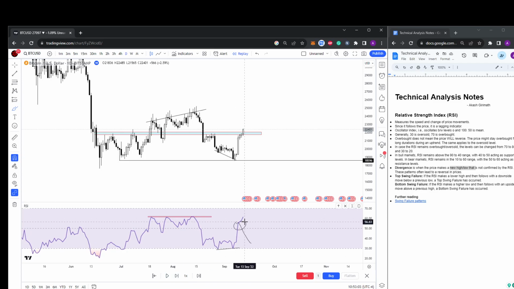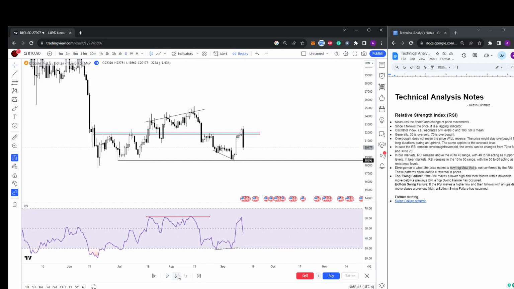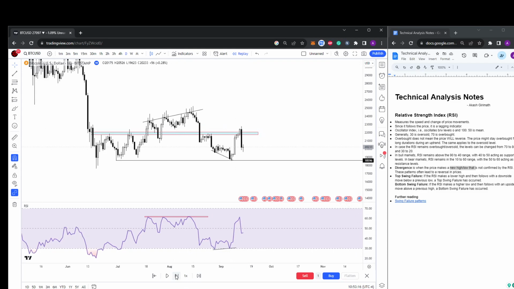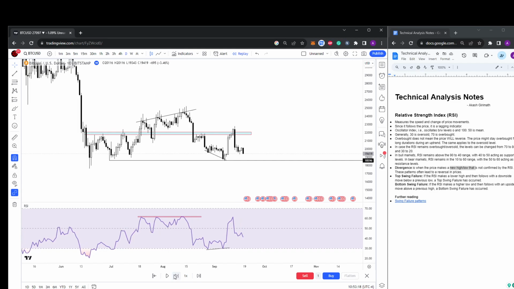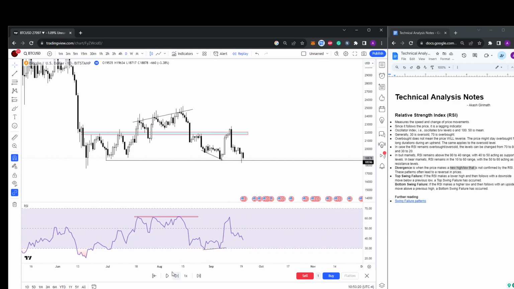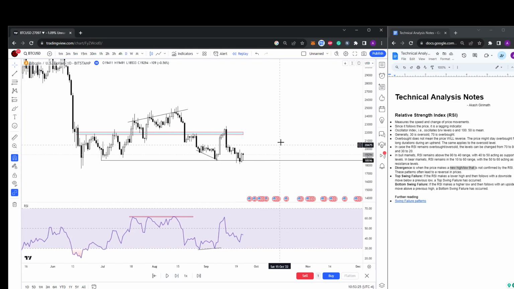Okay, as you can see, the price is attempting to go higher. Let's see what happens next. Boom, rejected, right? Clearly rejected. Comes back down, produced a lower low. Okay, now let's take another look at this.